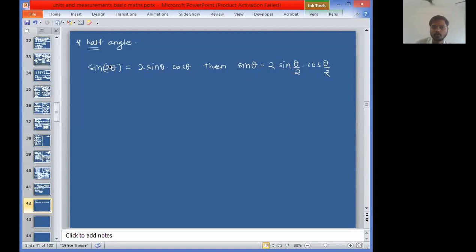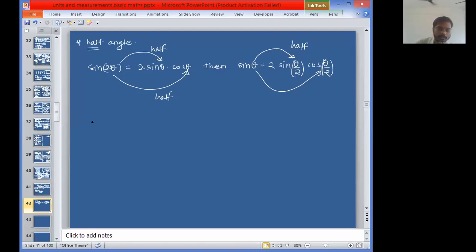Just like this, sin of 2 theta I write as 2 sin theta cos theta, means its half angle is here. This 2 theta, its half angle is here. So similarly, if this is theta, its half angle I have to write here, and if this is theta, its half angle I have to write here. Put a bracket like this.